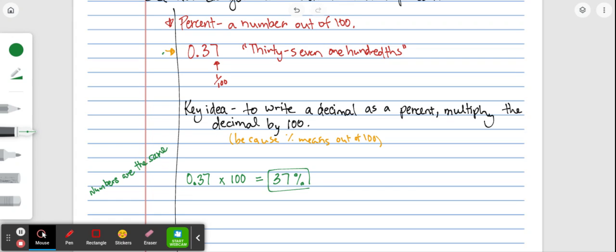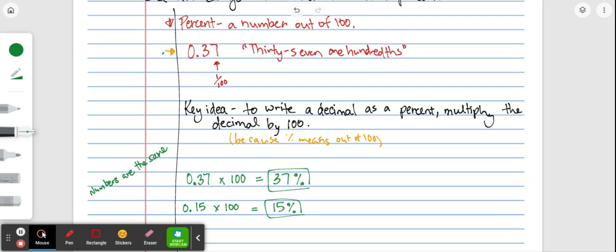Okay, let's try another one. Let's say I have 15 hundredths. Again, I want to make it a percent, so I'm going to multiply it by 100, which equals 15%. So 15 hundredths is the same as 15%.